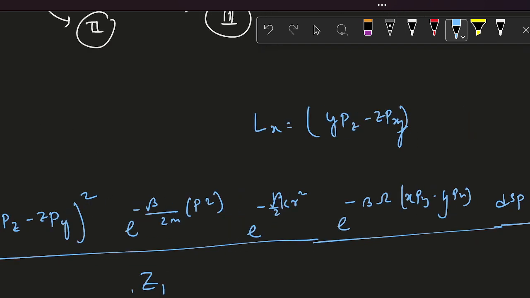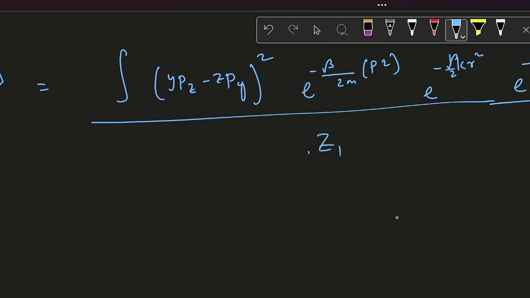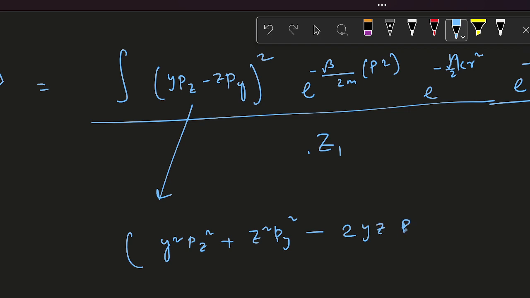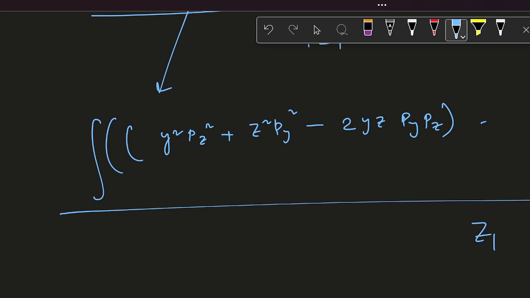Let us now solve it one by one. First you have to break this down. Since it is a whole square, that means you have y squared pz squared plus z squared py squared minus 2yz py pz, and all the other terms, the total integral divided by z1. First we deal only with the numerator part, so we solve the integral first and then divide by z1.